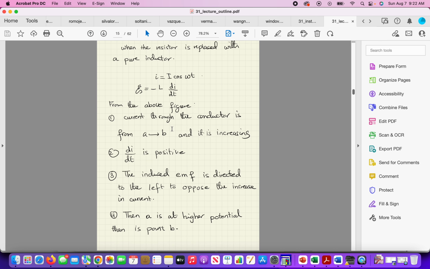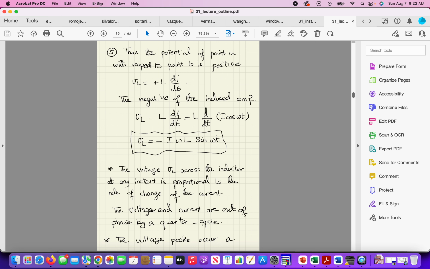The current through the conductor is from A to B, and it is increasing. Then there is an increase in the flux, therefore di over dt is positive, and the induced EMF is directed to the left, from B to A, to oppose the increase in current. Then A is at a higher potential than point B. And finally, the potential of point A with respect to point B is positive.